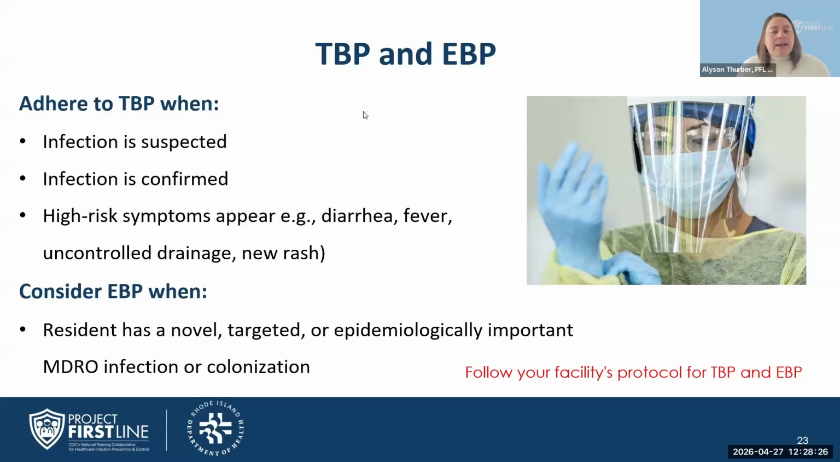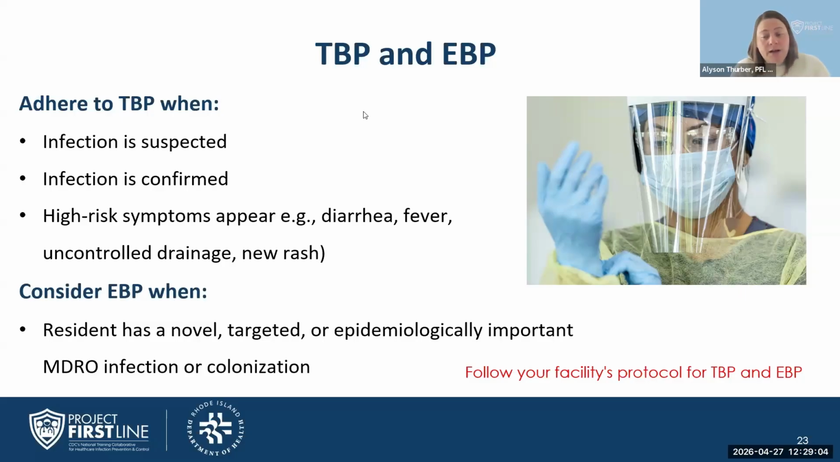So then we have TBP and EBP. Transmission-based precautions are used for residents with known or suspected infections. So when a resident develops symptoms such as diarrhea, fever, uncontrolled drainage, or a new rash, consider transmission-based precautions to prevent spread. Transmission-based precautions may also be recommended in situations involving ongoing transmission, if there's an outbreak going on, or if the health department recommends it.